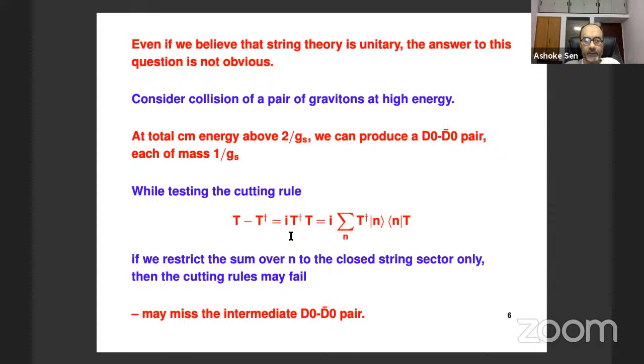So while testing the cutting rule, if in this sum over intermediate states we included only the closed string sector, then we will expect that the cutting rules will fail because it will not count the intermediate D0, D0-bar pair which could contribute. So we expect that in closed string scattering at energy above 2 over g_s, we have to include the intermediate D0 branes in this sum to see unitarity. So if you are asking about cutting rules within the closed string sector, that should fail.